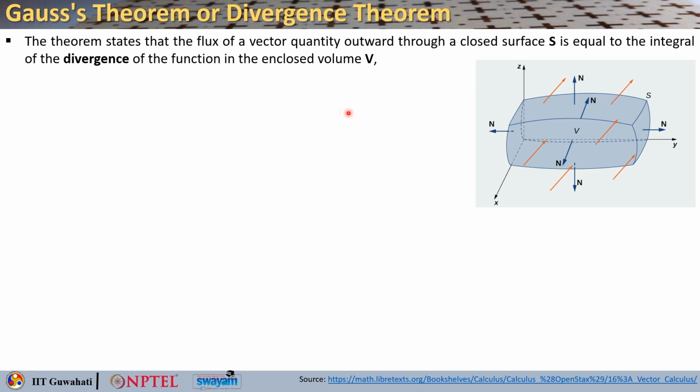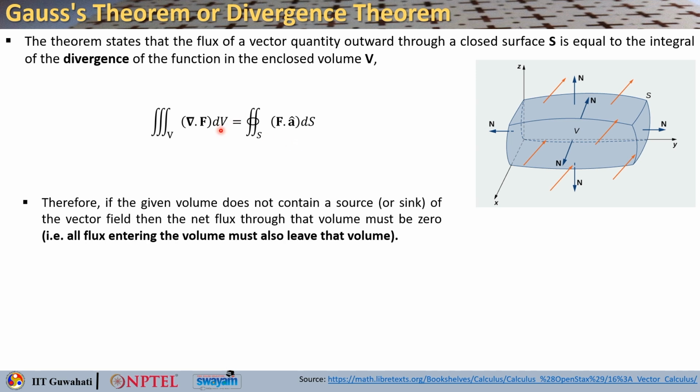The theorem states that the flux of a vector quantity outward through a closed surface S is equal to the integral of the divergence of the function in the enclosed volume V. So, whatever the volume this closed surface is enclosing, if you take the divergence of this vector field over that volume, that will be the same as the outward flux that is going out from this closed surface S. So, how are this V and S related?